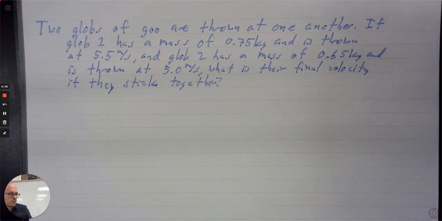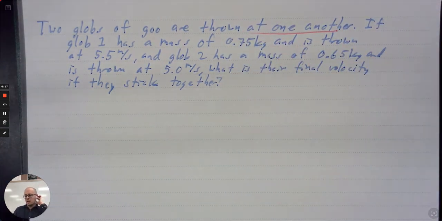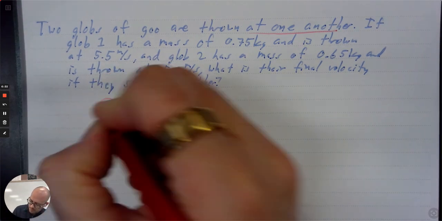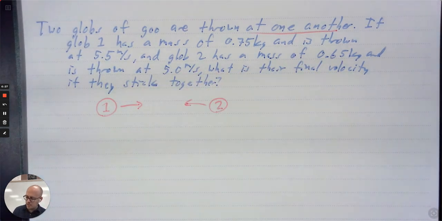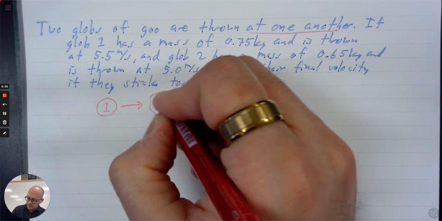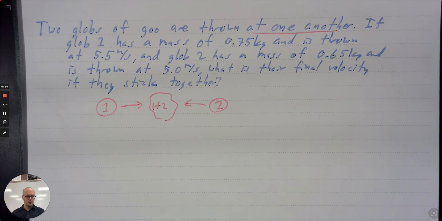Two globs of goo. I chose goo because they're going to stick together, in midair. And because things are different between them, they're going to move in a specific direction. The key is that they're thrown at one another. So you have to essentially decide what's happening. I'm going to imagine glob 1 is going this way, and glob 2 is going this way. And when they meet in the middle, they're going to form a glob between the two of them. And the question is, which way and how fast is it going to move?